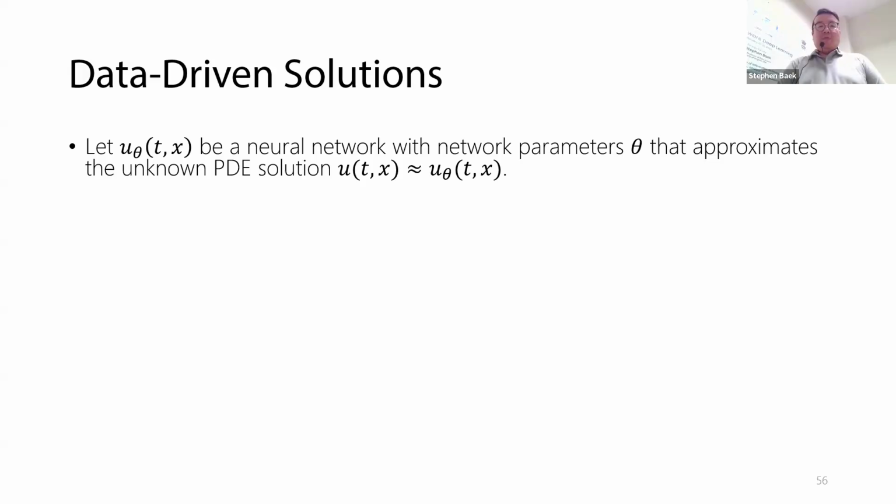So, data-driven solutions. I know there's a lot of math, but bear with me. For data-driven solutions, we let u_theta, with subscript theta, be a neural network with the parameters theta. So theta is a collection of weights and biases in your neural network. And with that u_theta, what we would like to do is to approximate the solution function u of t and x using u_theta.